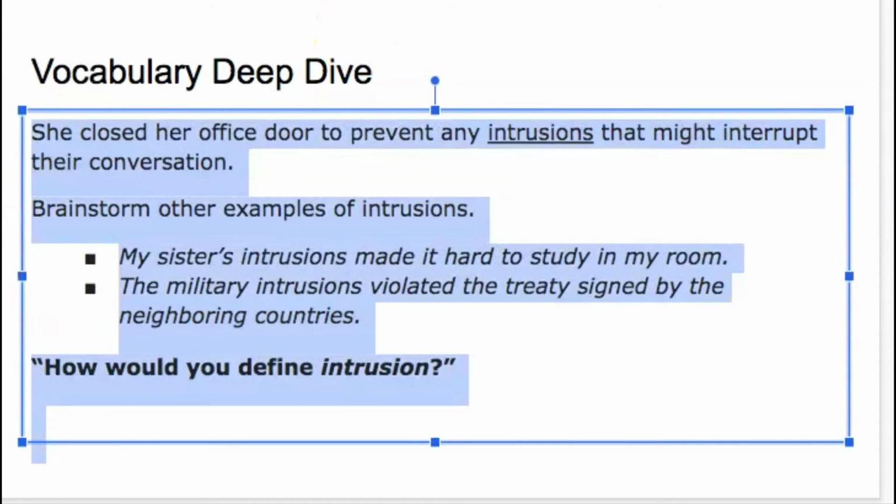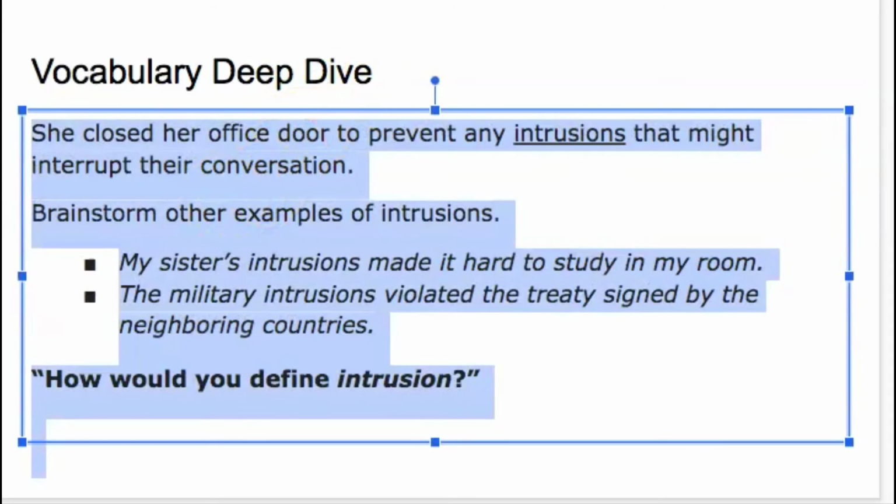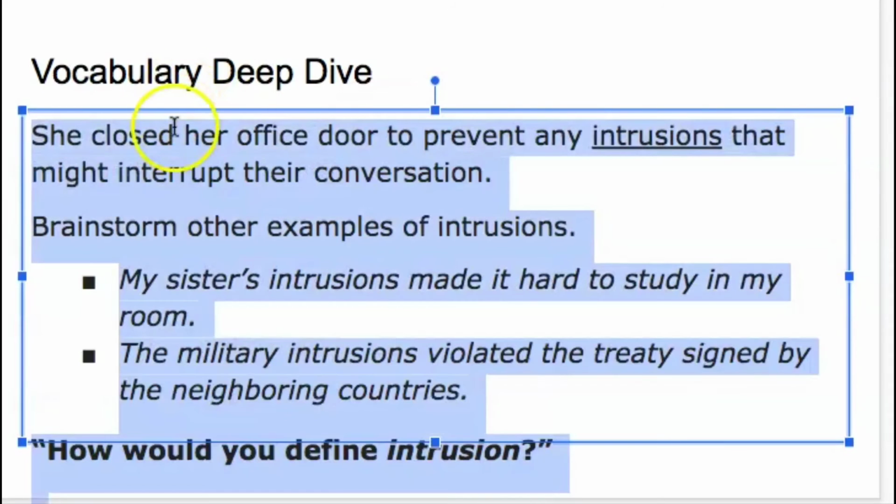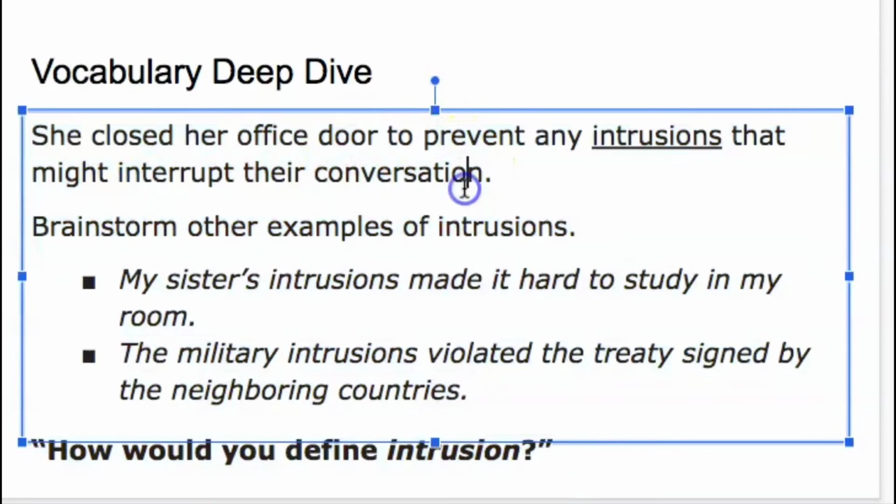Now on to our deep dives. Look at this sentence: She closed her office door to prevent any intrusions that might interrupt their conversation. Now I want you guys to practice making some sentences that are similar, such as, my sister's intrusions made it hard to study in my room, or, the military's intrusions violated the treaty signed by the neighboring countries. Based off of what you see here, how would you define the word intrusion?